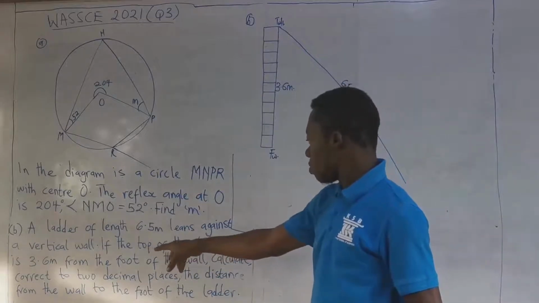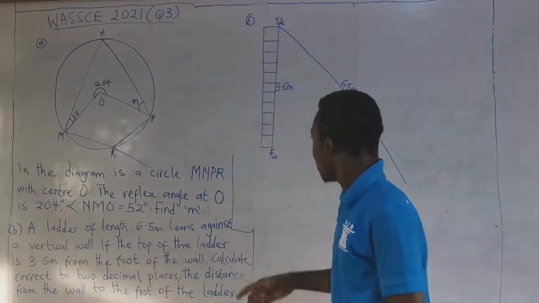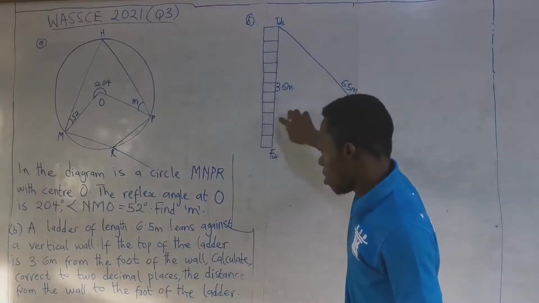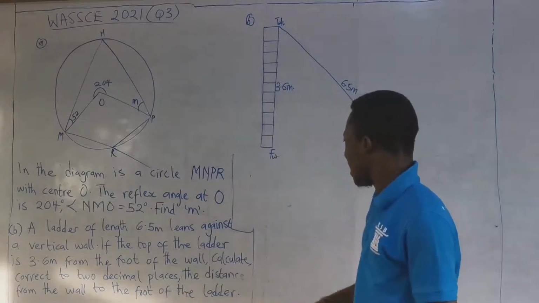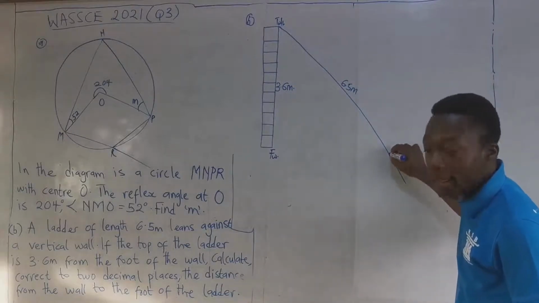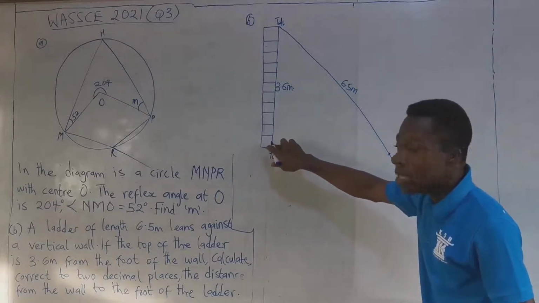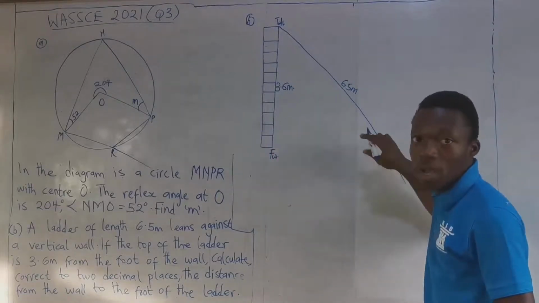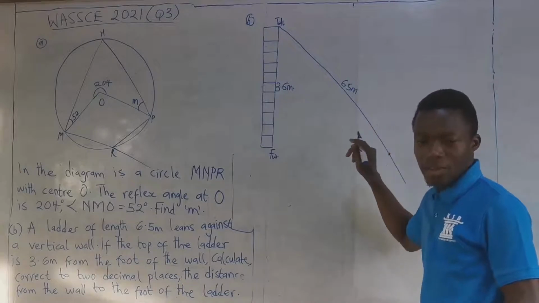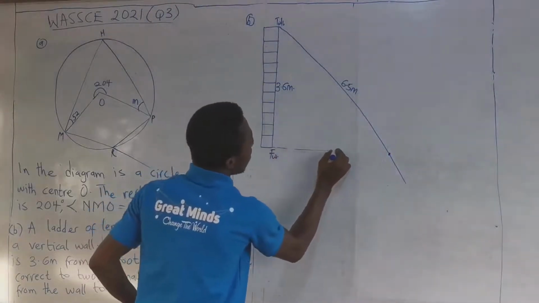calculate, correct to 2 decimal places, the distance from this wall to the foot of what? The ladder. So where is the foot of it? The foot of the ladder is going to be somewhere here. That is the foot of the ladder from the wall. So the distance in between this and this, that's what we are looking out for in this case. I believe you have gotten value out of this. So let me have this straight away done.